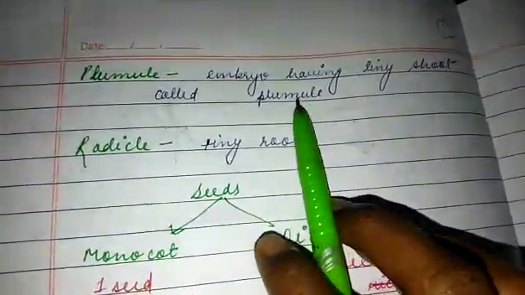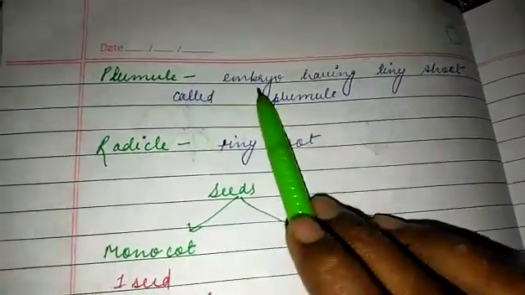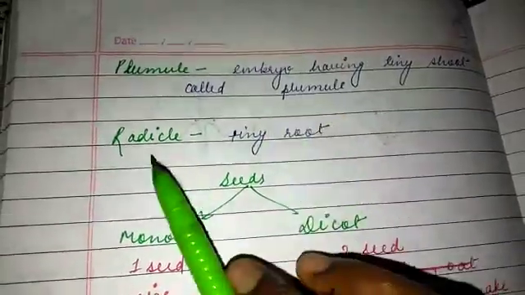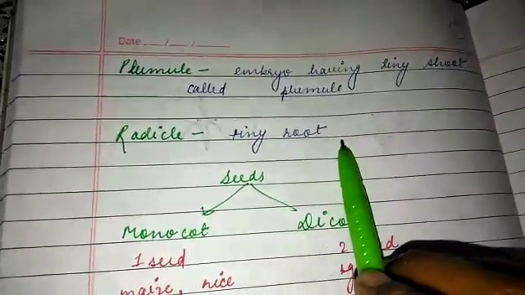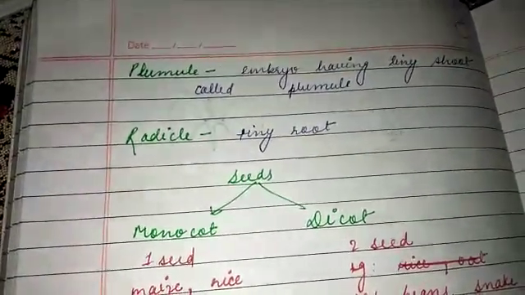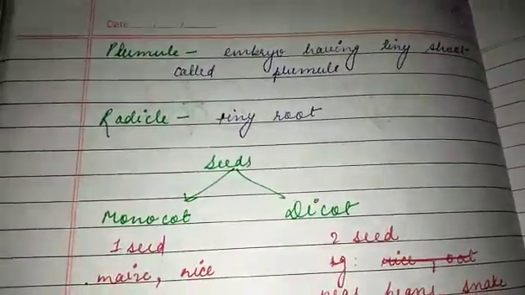Then what is the plumule? That means a tiny shoot called plumule. That is the embryo which has a tiny shoot called plumule, and the radicle, the tiny root. So these are the important terms. You learn them for your exam. Not only for your exam, you have to remember them.